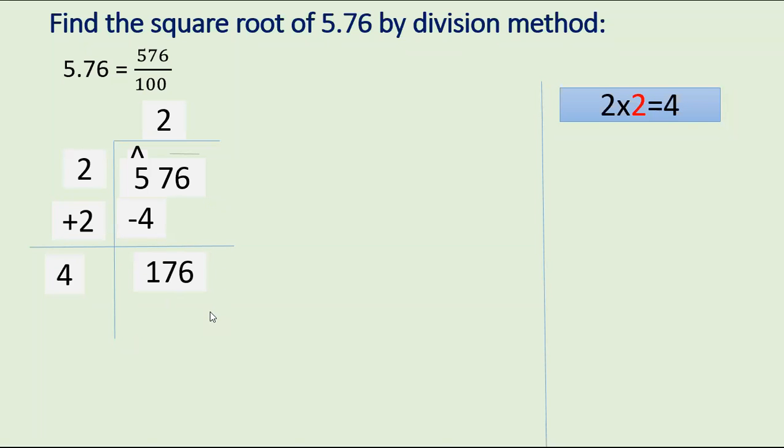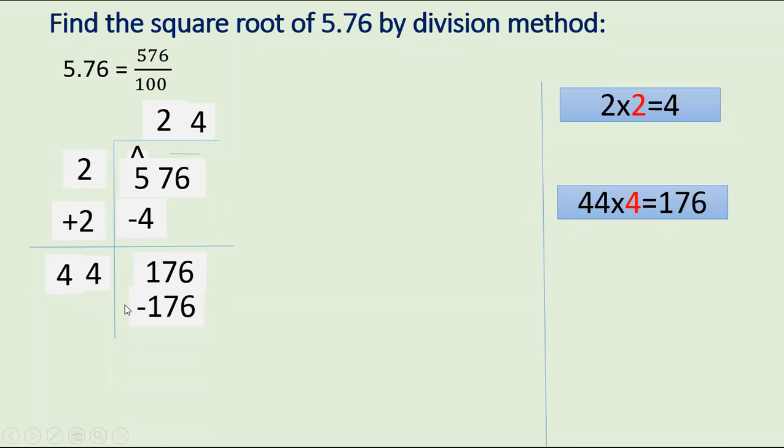So 76 is a pair, and we have to copy the pair together. So here 176 is there. Either we can multiply 44 into 4 or 46 into 6. So we get 44 into 4 is 176. So 44 plus 4 is here: 4 plus 4 is 8 and 4 is copied as it is.